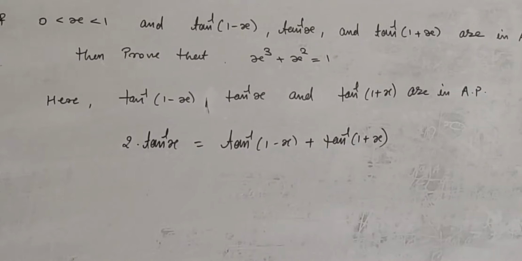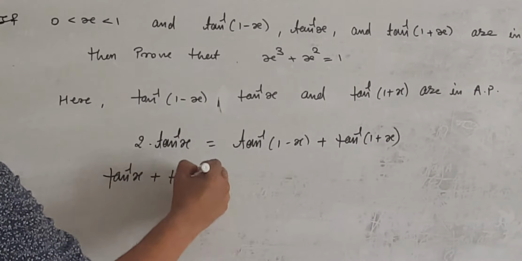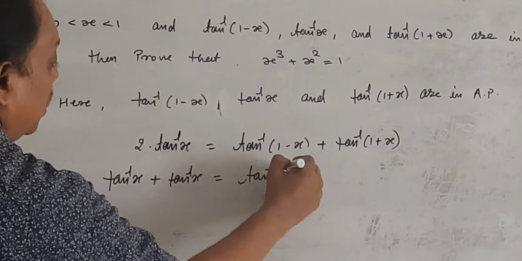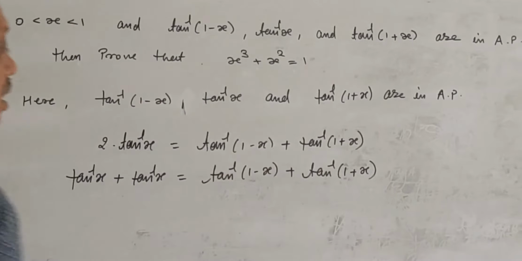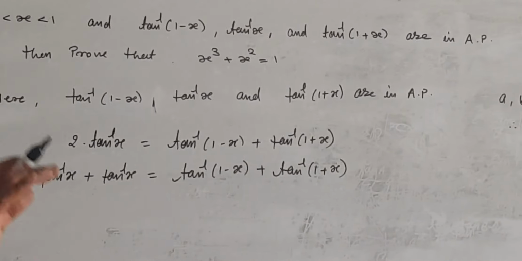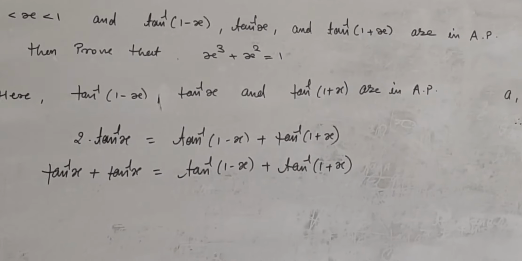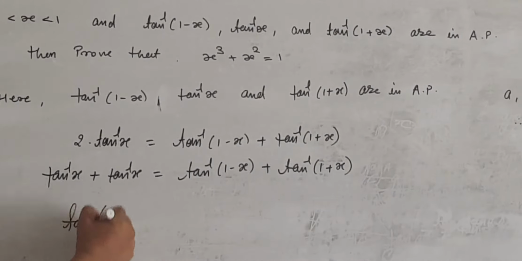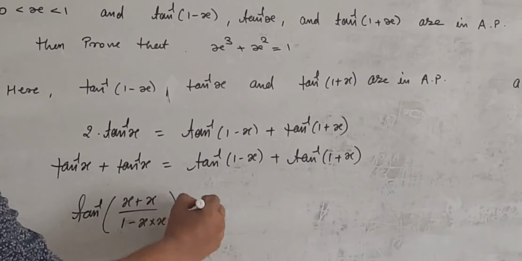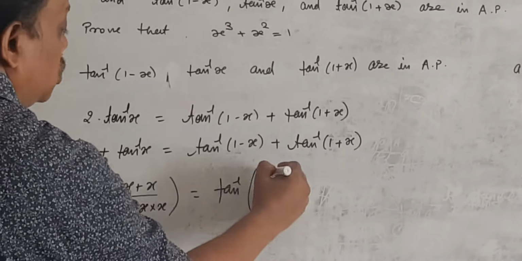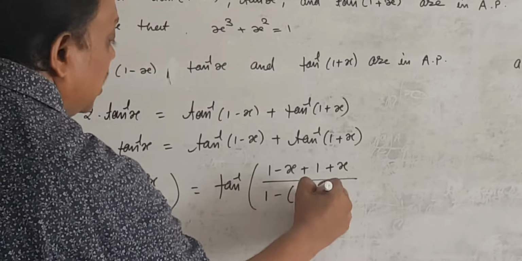Understood? This 2 tan inverse x can be expressed as tan inverse x plus tan inverse x, which is equal to tan inverse(1 minus x) plus tan inverse(1 plus x). See, we have to use simply the rule: tan inverse x plus tan inverse y is tan inverse of (x plus y) upon (1 minus xy). So here you can say tan inverse of (x plus x) upon (1 minus x into x). Similarly, tan inverse of ((1 minus x) plus (1 plus x)) upon (1 minus (1 minus x) into (1 plus x)).